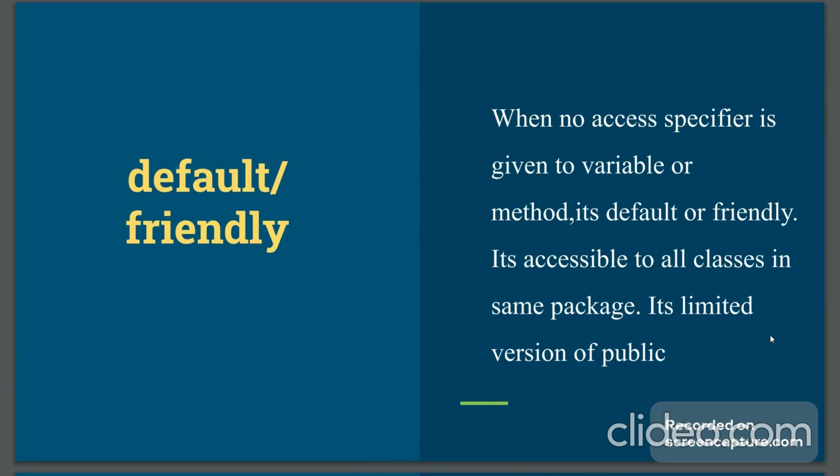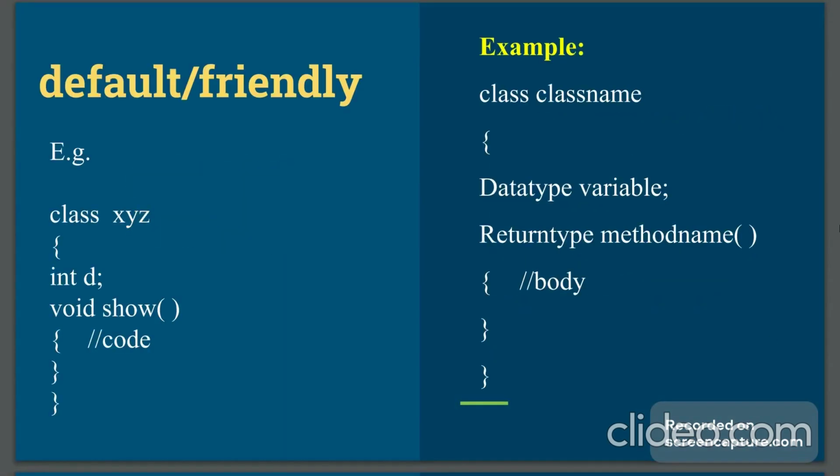So the first one we will see is default, which is also known as the friendly version of access specifier. When we are not mentioning any access specifier in front of a variable or method, it is treated as default or friendly. So these default or friendly access specifiers can be declared like this. When in the class we have a class definition with the variable and method, we are not giving any explicit access specifier in front of these properties of the class, then it is considered as default or friendly. For example, in this class XYZ, the D variable and show method are not having any private, public, protected or any access specifier, so it is considered as default or friendly.